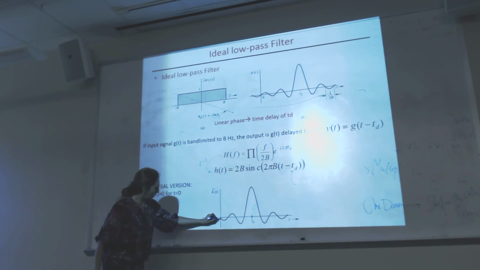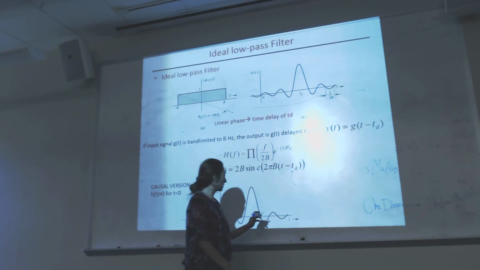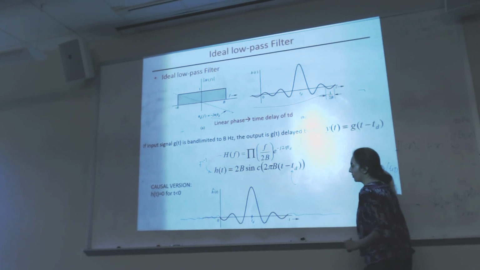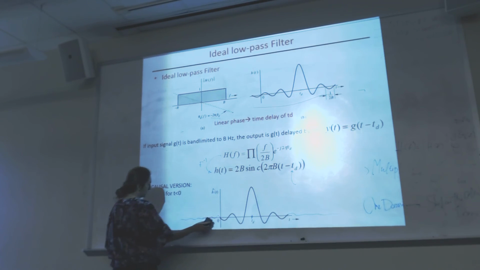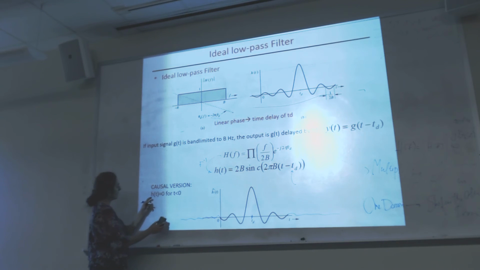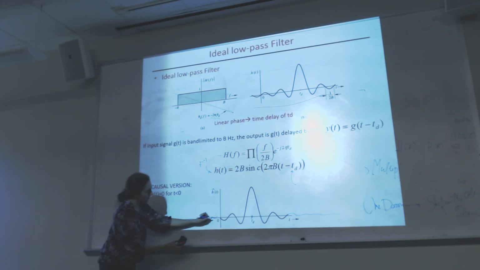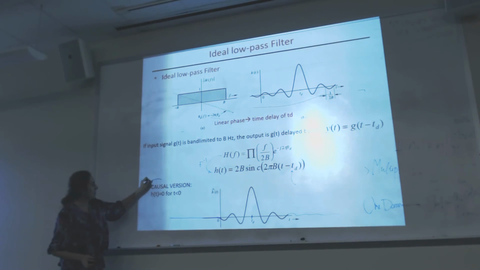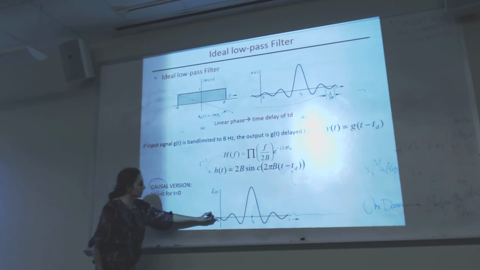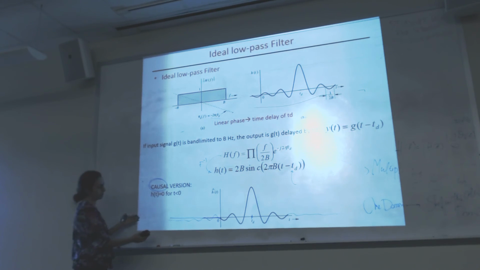So it should be like that, right? Why did I cut this? To make it causal. Remember for causality, we said h of t must be 0 for negative time. It is really small, so you just make that 0 to make it causal, because otherwise it's not causal; you have something at negative time. Remember at the beginning of the class I said h of t must be 0 for negative t for causality.